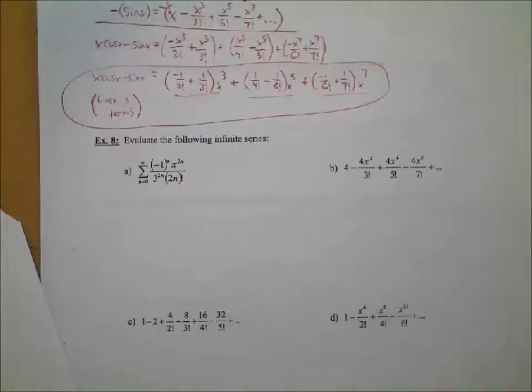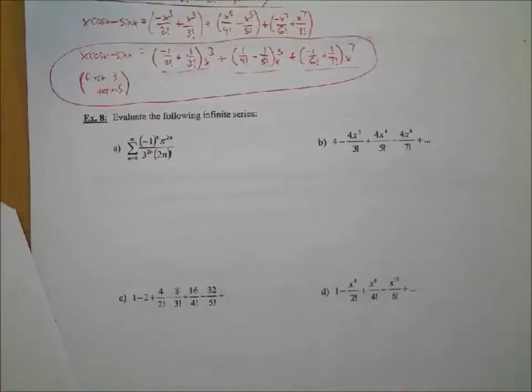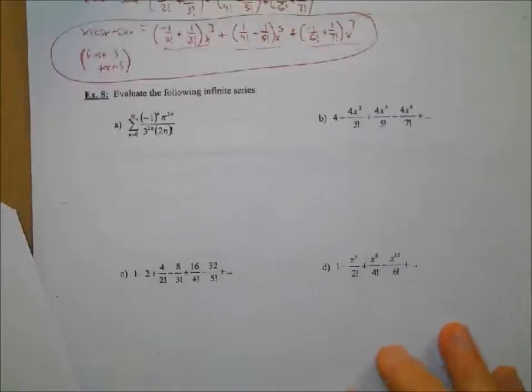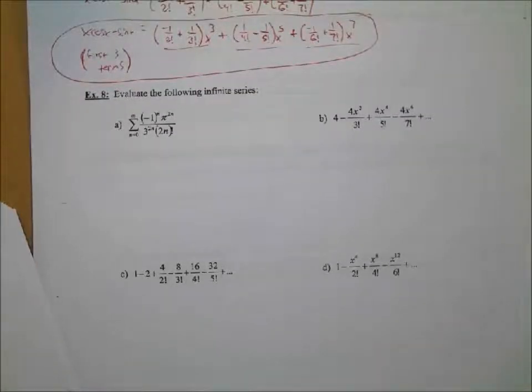Example 8, evaluate the following infinite series. Now this looks like a little bit of a blast from the past, right? This is like stuff we were doing last unit, or so I guess really 2 units ago. Sequences and series, right? No, last unit, sorry, 9A, last unit, okay? We were asked to evaluate these series, all right? So why are they showing up again here?